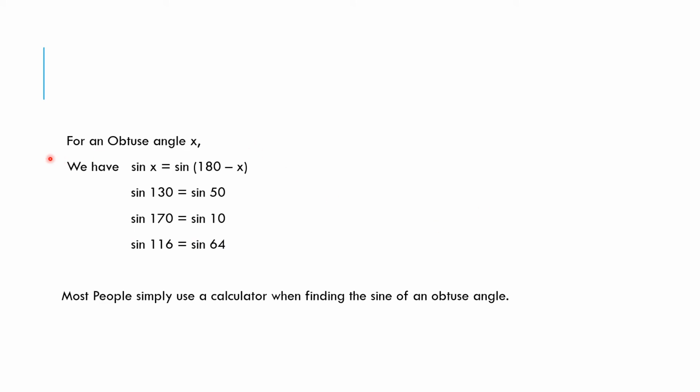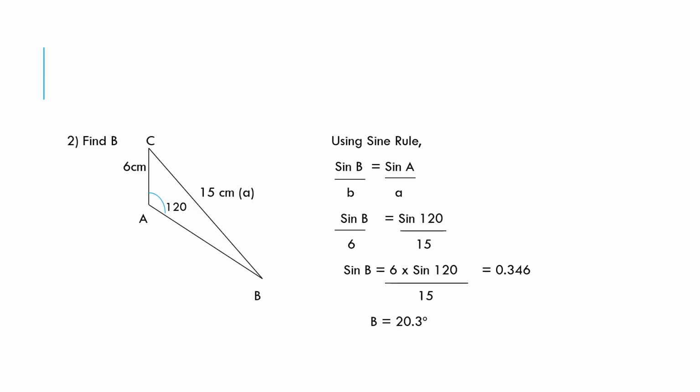Okay, let's have a look at some of the formulas. For an obtuse angle x, an obtuse angle is an angle which is greater than 90 and less than 180 degrees, we have sine of x is equal to sine of 180 minus x. Sine 130 is equal to sine 50. And sine 170 is equal to sine 10. And sine 116 is equal to sine 64. Most people simply use a calculator when finding the sine of an obtuse angle.